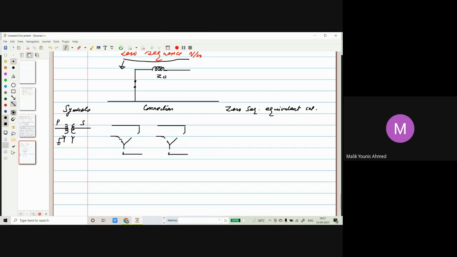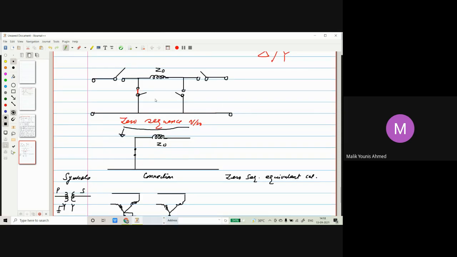Now these are the windings. This is neutral. The primary is neutral grounded, so I am grounding this. The secondary is not grounded. So again we'll be referring to this diagram.